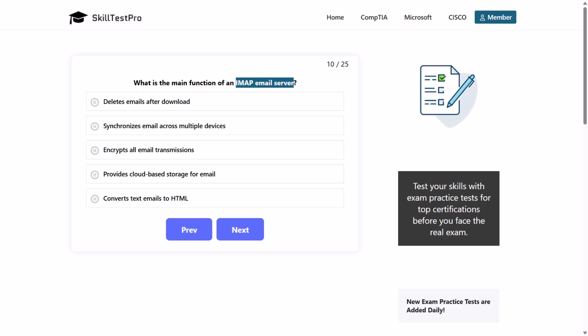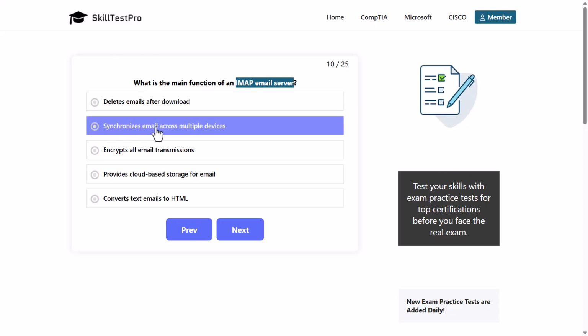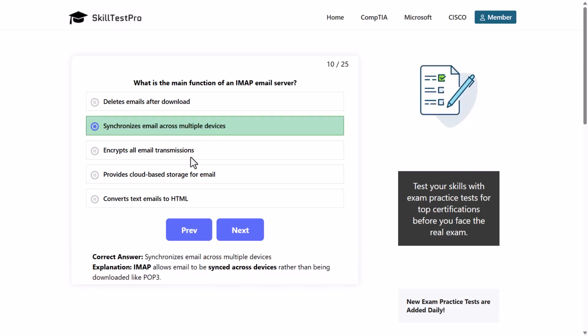And here the correct answer is that it synchronizes emails across multiple devices, as IMAP allows email to be synced across devices rather than being downloaded like POP3.